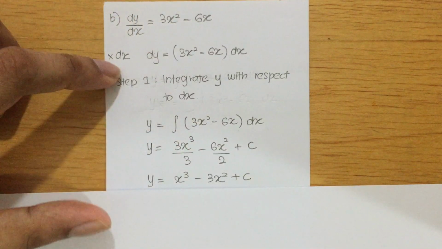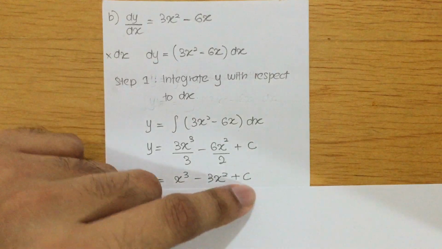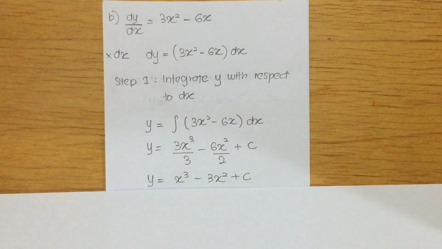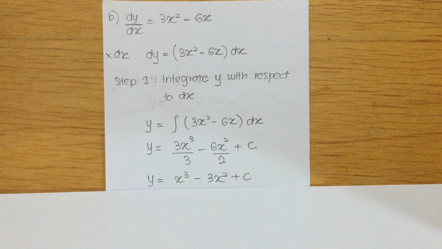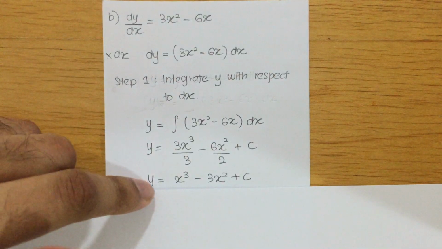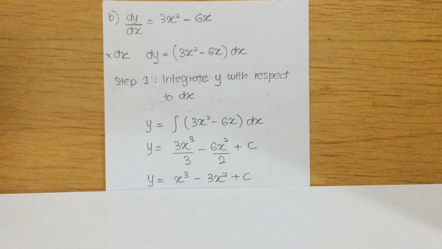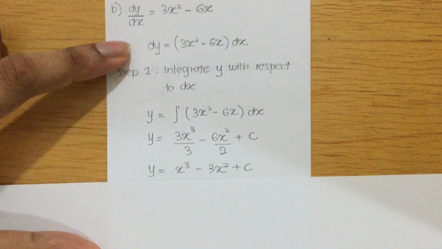But this is not the final answer, guys. We still need to find the value of c, the constant. So how are we going to find the value of c? Alright guys, I hope you remember that earlier in the question they already gave us the coordinates x and y. So what we're going to do now is use those respective x and y coordinate values, substitute them into this equation, and find the respective c value. Okay, let us continue.